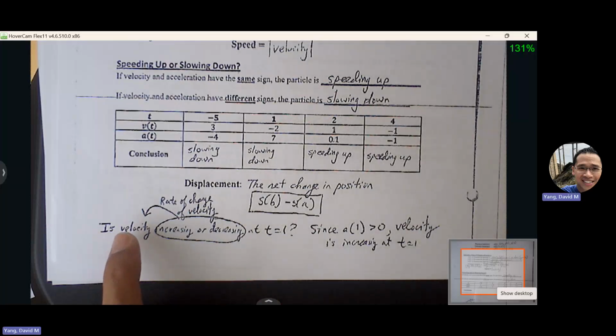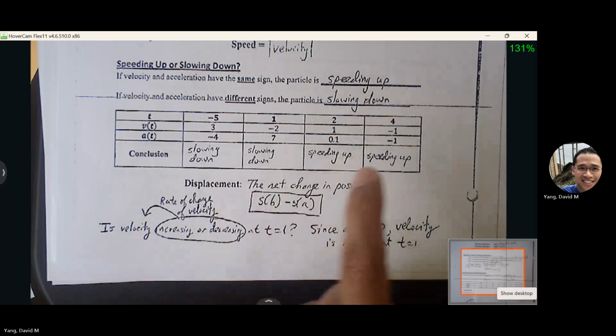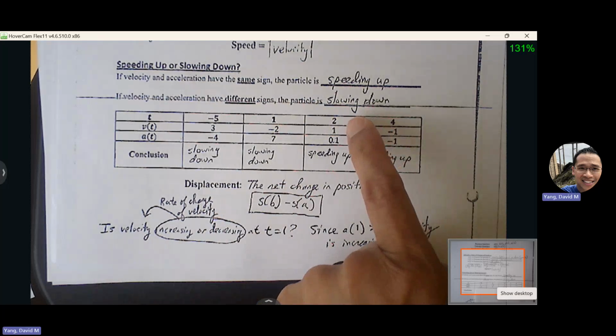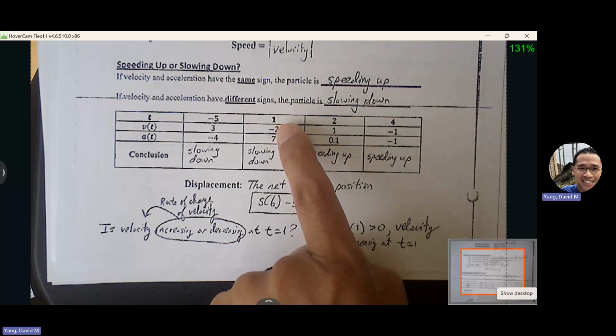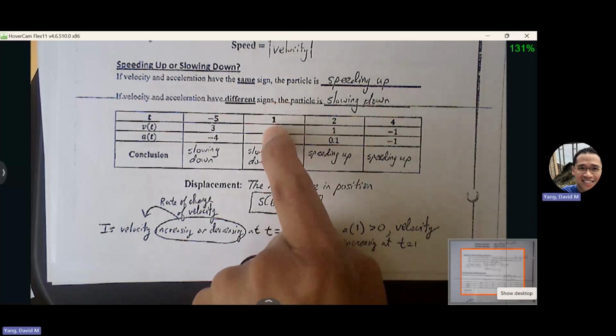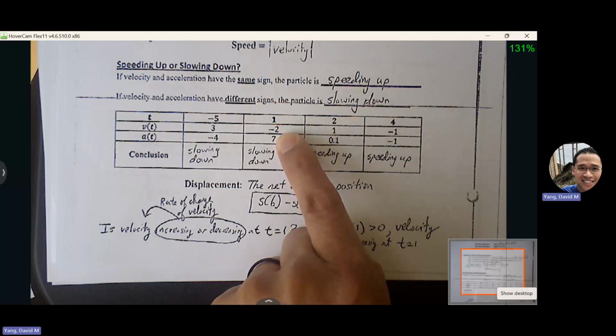A similar question is: is velocity increasing or decreasing at t equals 1? So at t equals 1, if we know that velocity is -2 and acceleration is 7, is velocity increasing or decreasing? You may be looking at that -2 and wanting to look at the velocity to determine.